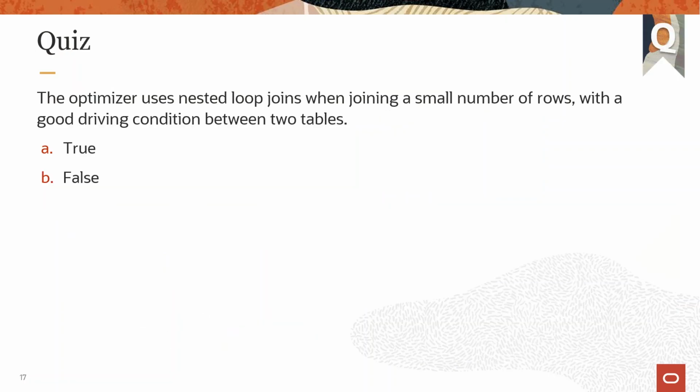Now there are a couple of quizzes that you can complete for this chapter about the join operations. The first quiz is: the optimizer uses nested loop joins when joining a small number of rows with a good driving condition between two tables. Well, the right answer is A, this is true. When a small number of rows needs to be joined and you have a good driving condition, the nested loop is probably the most efficient way to perform the join operation.